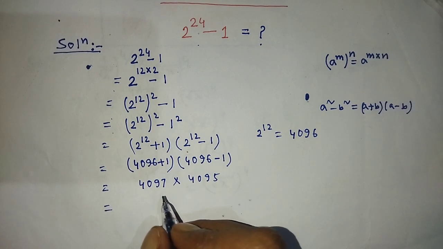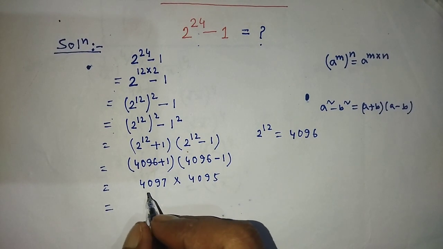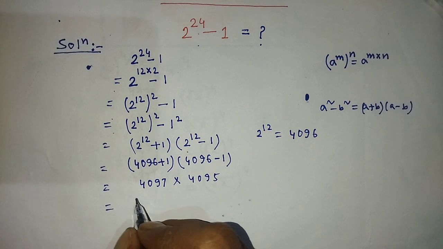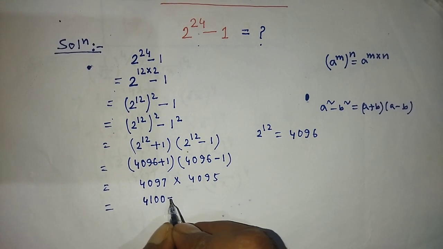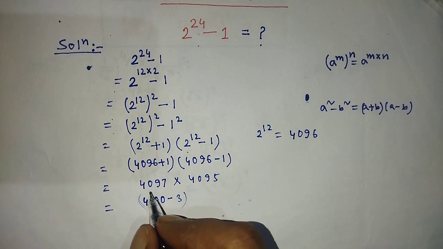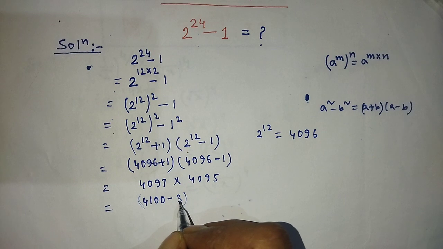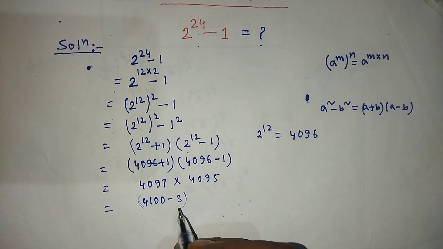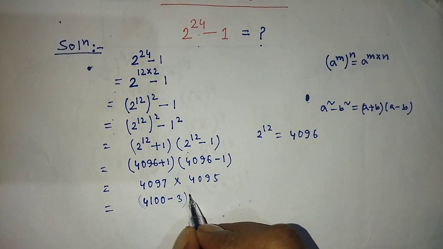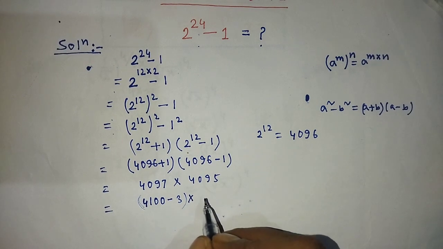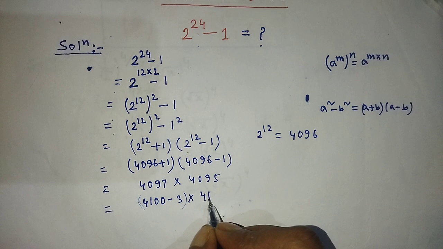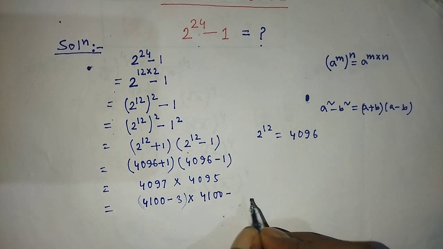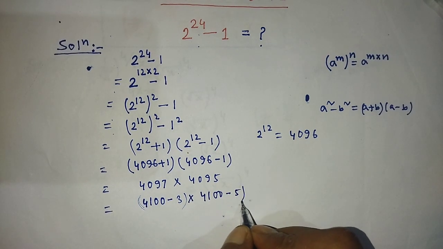So my dear student, after that we have to write here, so here is 4097. In the place of 4097 we have to take 4100 minus 3. And again we have to write multiply, and in the place of 4095 we have to take 4100 minus 5. Okay student.